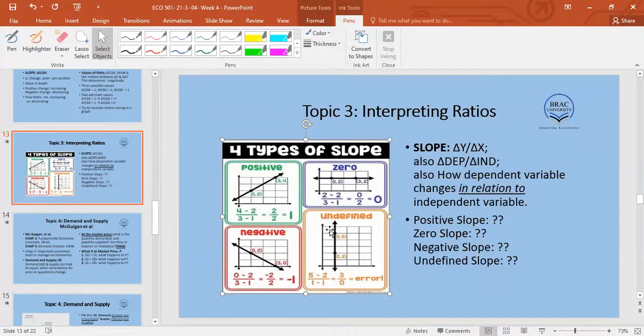Why? Look at this one. This makes a 90 degree angle with which axis? The x axis, right? Yes, sir. In mathematics, x-axis is the independent variable. So if it is making 90 degree with the independent variable, it becomes infinity. In economics, the independent variable is the vertical axis. So here, isn't this line making a 90 degree with the vertical axis? Yes, sir. So in economics, this zero slope becomes infinity.